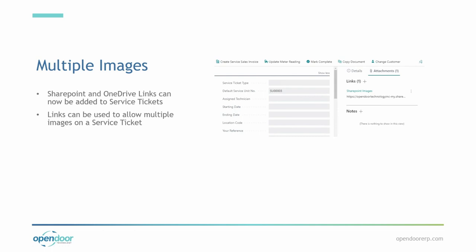And the last feature to demonstrate today will be the addition of multiple images on service tickets. Service tickets have now been updated to support links for SharePoint and OneDrive. So now you can add multiple images into a SharePoint or OneDrive link, add the link to the service ticket, and from there you can easily associate multiple images to a ticket.